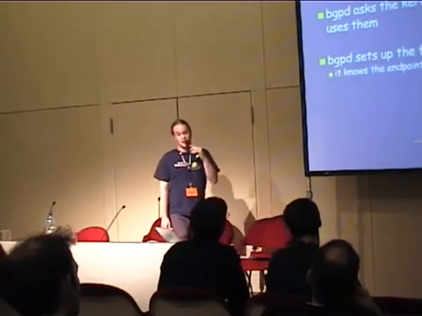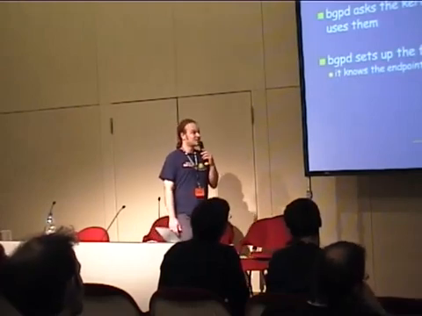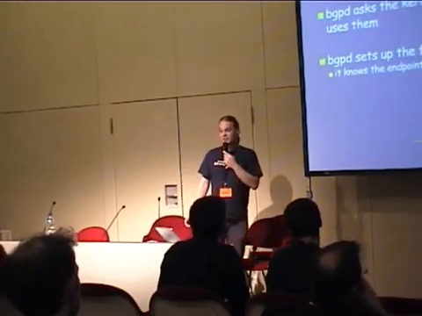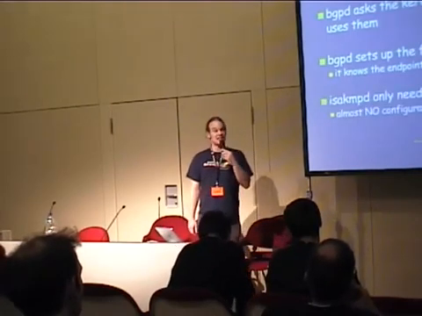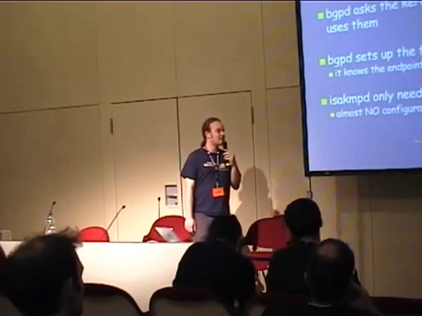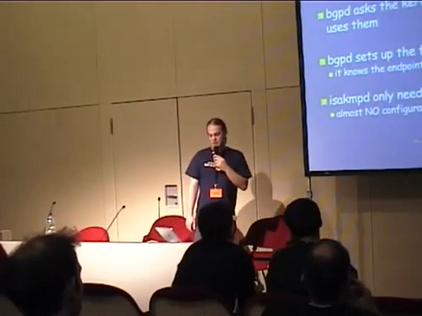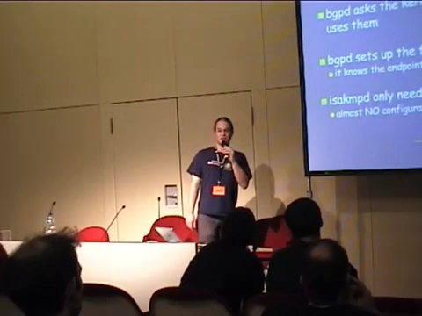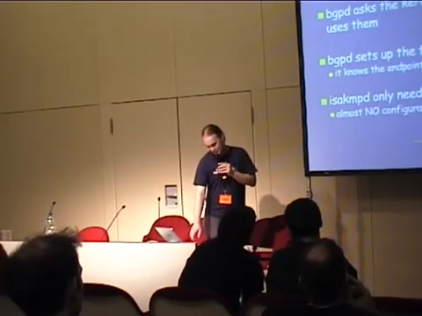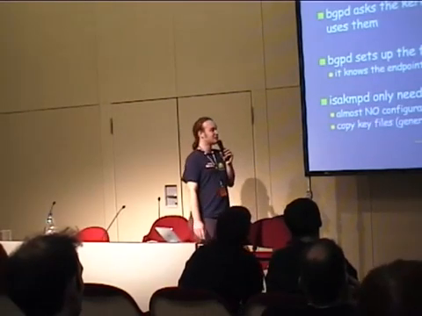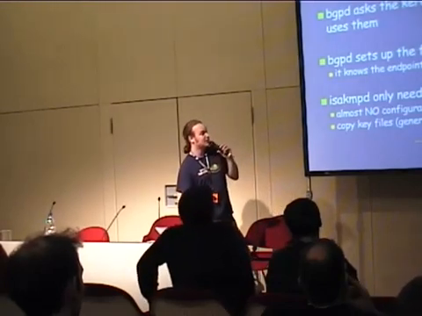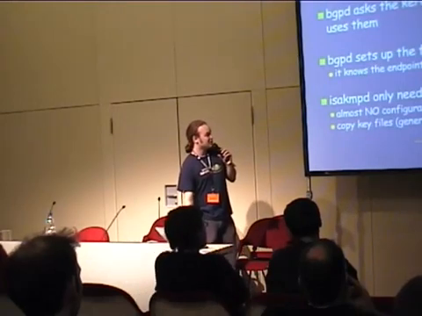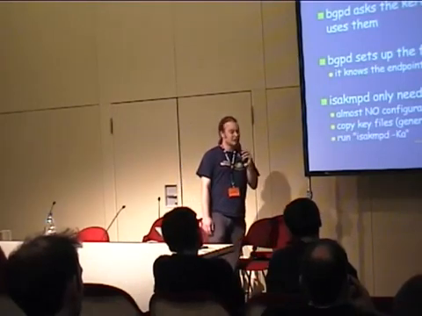BGPD sets up the flows. It knows the start and end point already, obviously. It does have a TCP session to its neighbor, or is going to have one. And ISAKMPD only needs to handle the keying, which means almost no configuration for ISAKMPD. And everybody who ever configured ISAKMPD will love that. All you have to do is copy the key files, which are generated for you on the first boot on OpenBSD 3.6 and later, over to the other machine, run isakmpd -KA, and you're done. That's it, really.